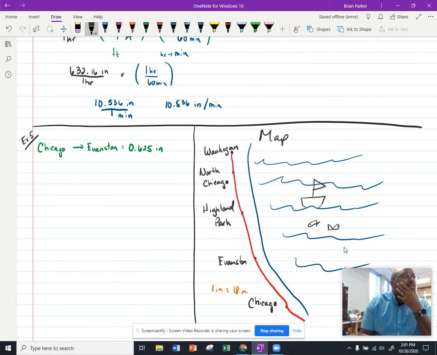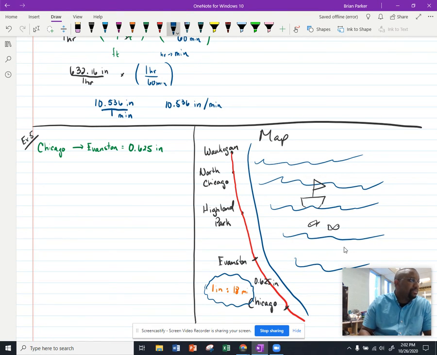Now, we can see that on the map, and if I were to take a ruler out and measure this, I could say, okay, Evanston is apparently 0.625 inches from Chicago. But that's on a map, not actually 0.625 inches away. So I need to figure out how far away they actually are. Well, if you notice, they actually gave us this little scale on the map, and they say every inch is 18 miles.